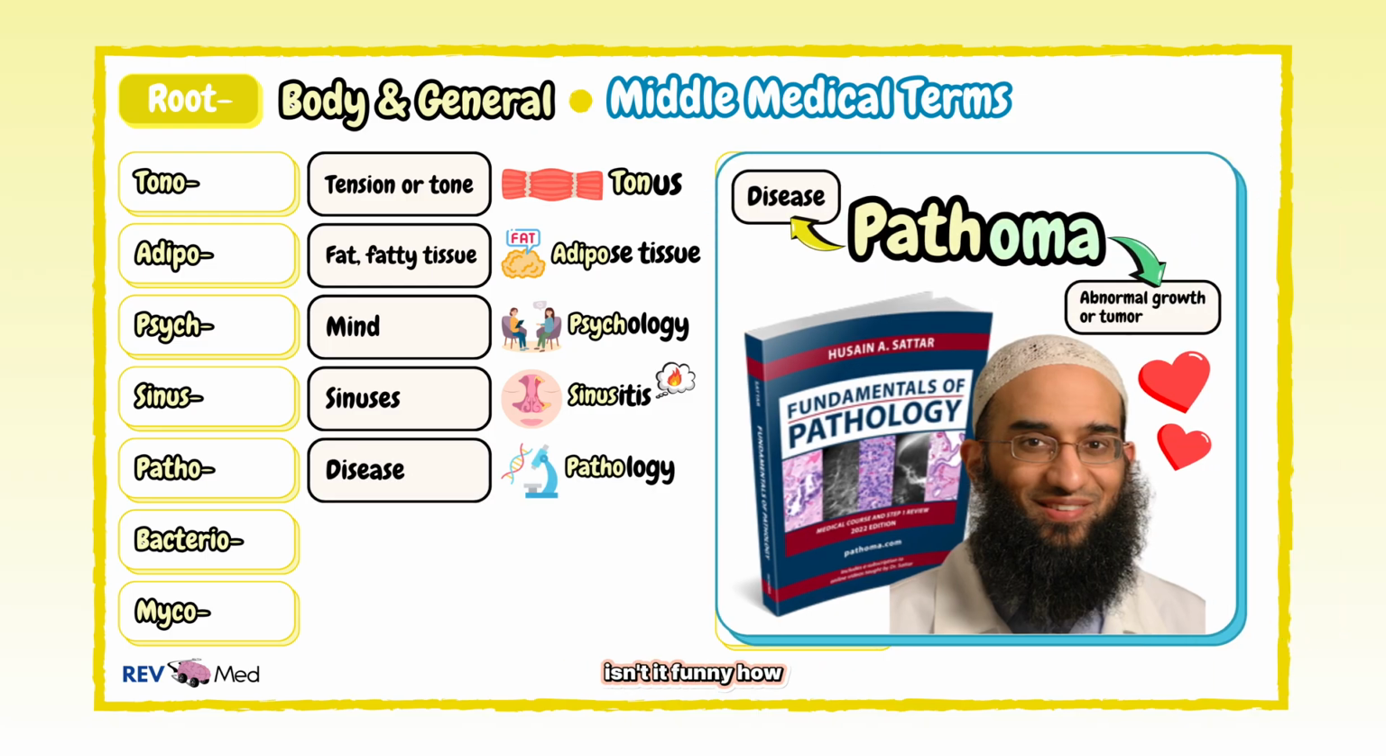Isn't it funny how Dr. Hossein Sattar uses the title Pathoma, which we just learned path means disease, and he adds the suffix oma meaning tumor or abnormal growth. We honestly just love it. Peace and lots of blessings to him, especially for his creativity and the commitment he has for pathology and medicine.